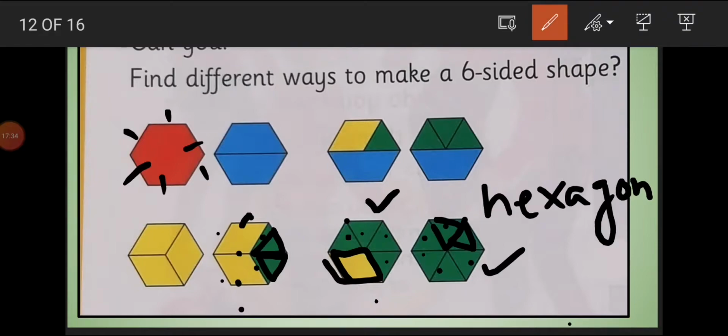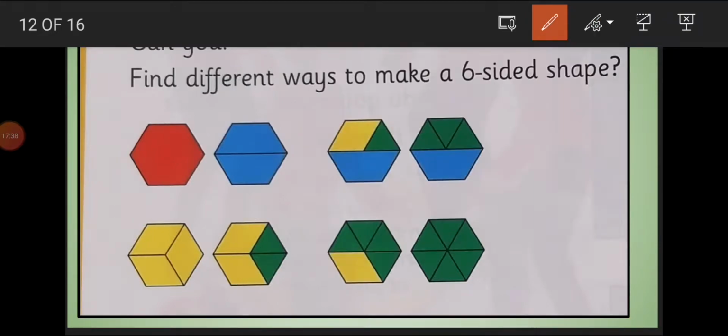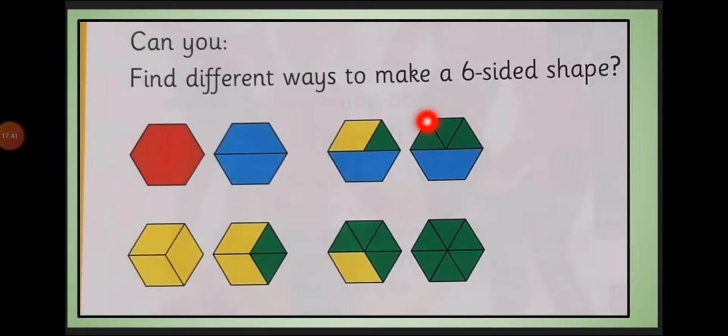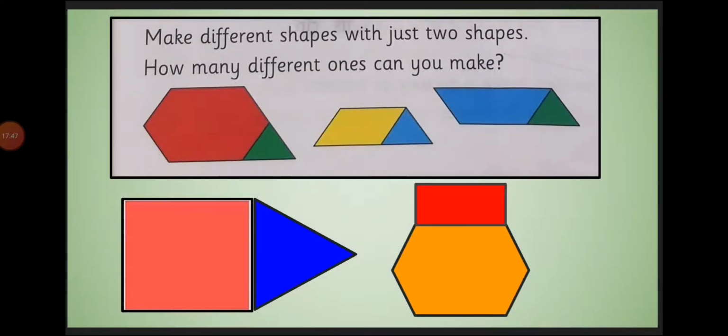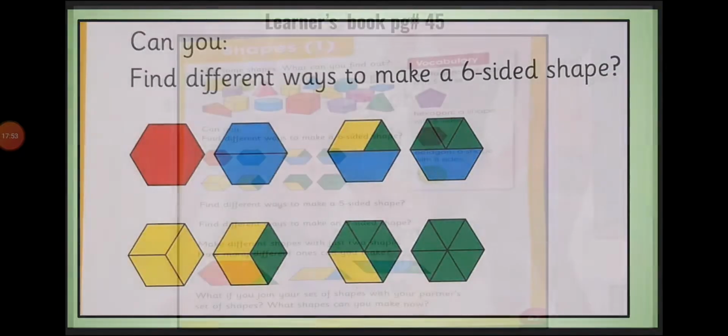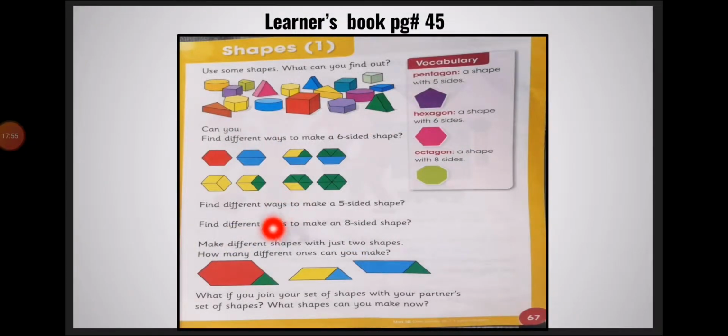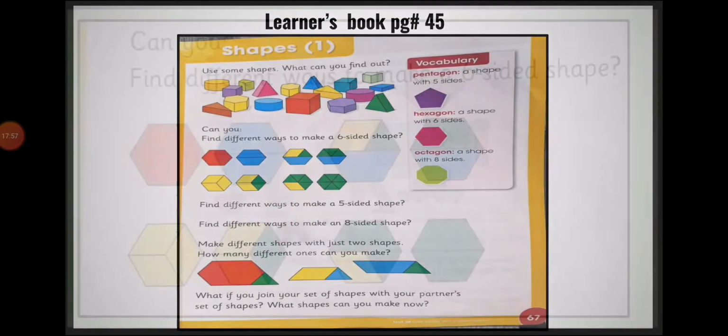So do that activity at home. Draw the hexagon on any rough notebook and make different patterns in it with the help of shapes. I hope you will enjoy that activity. Now, make different shapes with just 2 shapes. How many different ones can you make? This last part of the page we will do first, because these 2 questions we are going to do in the notebook.